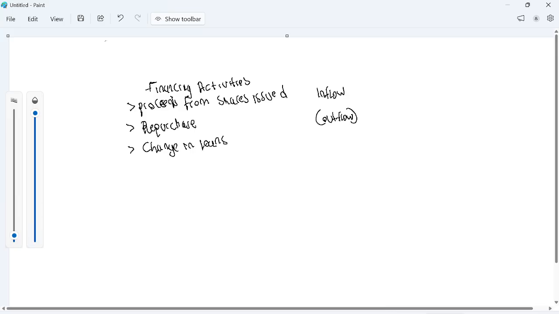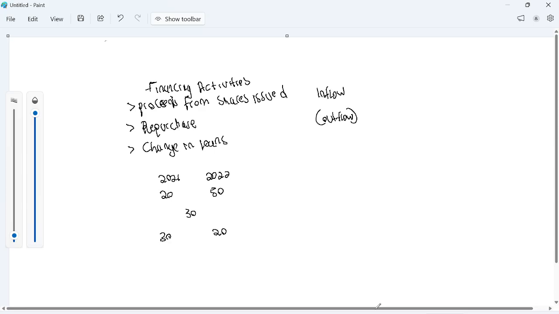And then we have change in loans. An increase in loans will always be an inflow, because our loans increase, so they gave us money, right? For example, your loans in 2021 were 20, and now in 2022 they are 50. So an increase in loan means we receive the benefit of the loan, which is 30. So this 30 is our inflow.